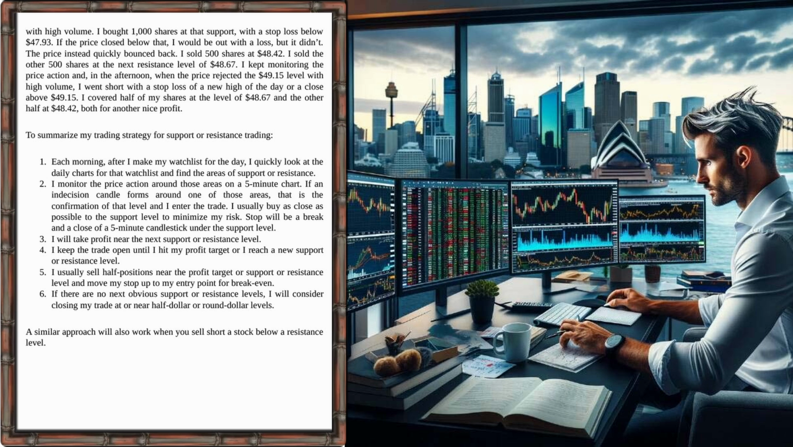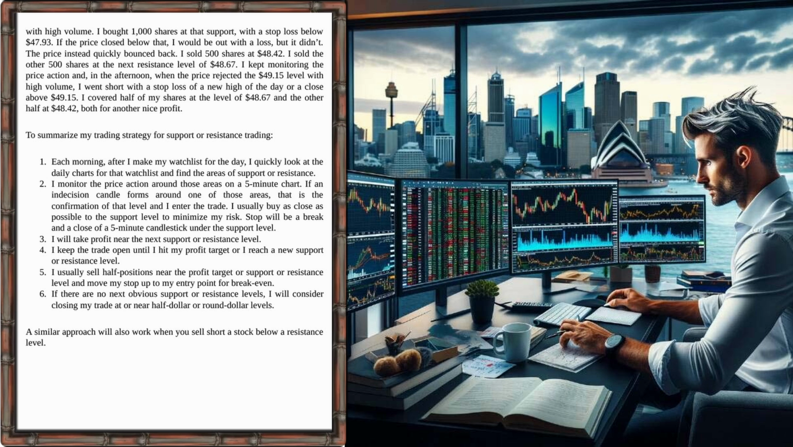To summarize my trading strategy for support or resistance trading: 1. Each morning, after I make my watch list for the day, I quickly look at the daily charts for that watch list and find the areas of support or resistance. 2. I monitor the price action around those areas on a 5-minute chart. If an indecision candle forms around one of those areas, that is the confirmation of that level, and I enter the trade. I usually buy as close as possible to the support level to minimize my risk. Stop will be a break and a close of a 5-minute candlestick under the support level.